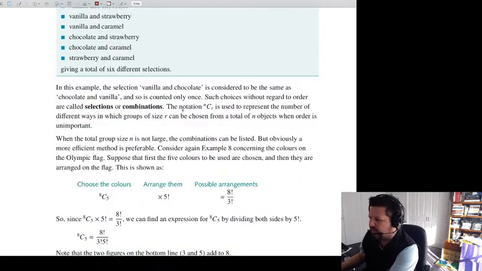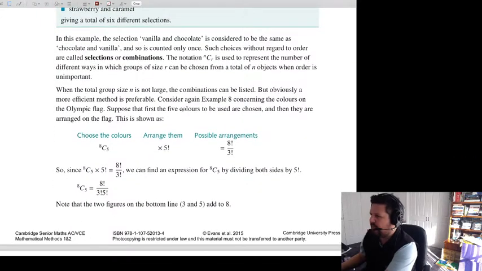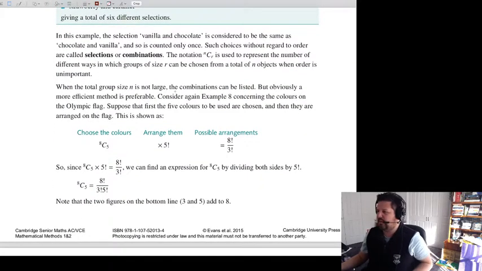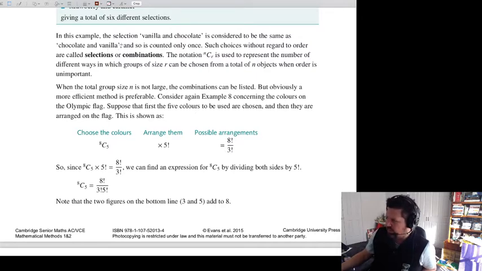Cool. Let's have a look at this a bit further. When we're talking about the example, vanilla and chocolate is the same as chocolate and vanilla. When we have this particular case, without regard to the order, so it doesn't matter which order they're in, these are known as selections or combinations. Now the cool thing is we start denoting this in maths with the nCr terminology, which is the combination terminology.